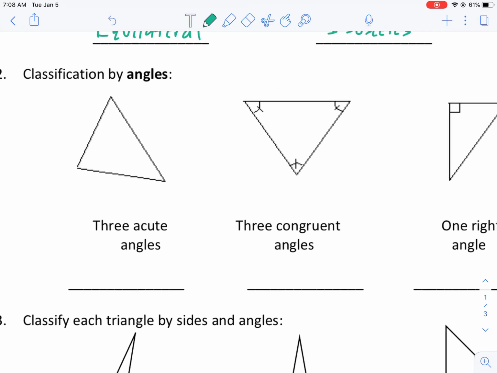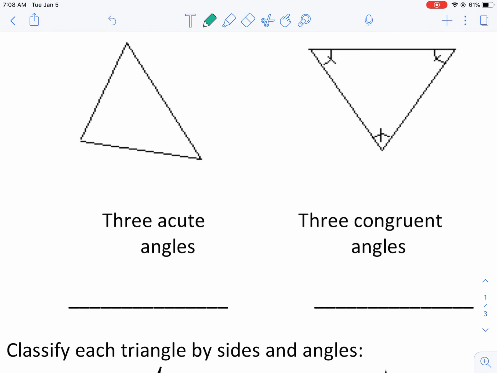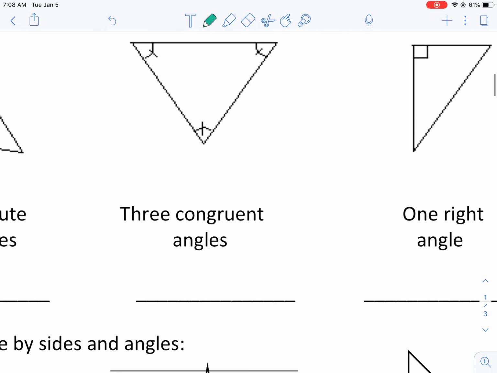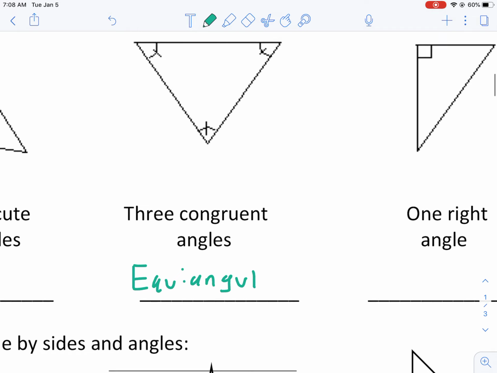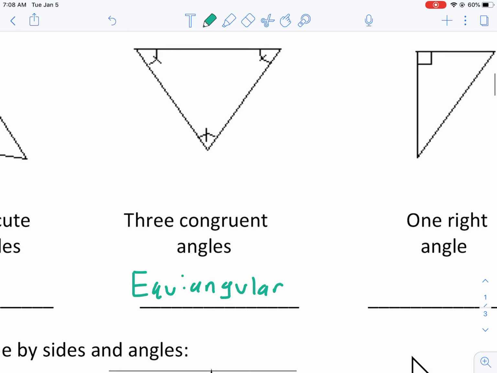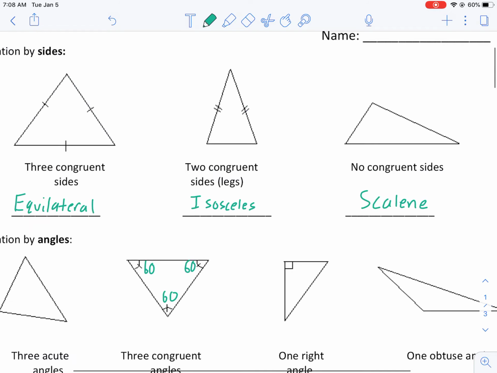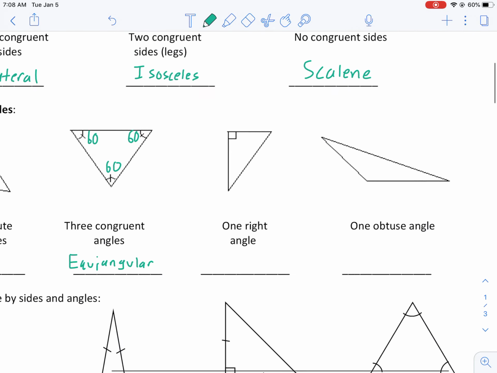Classification by angles, all right? So if all three angles are acute, that's called an acute triangle, right? So easy enough. This one maybe you haven't heard before. If all three angles are congruent, this is actually called equiangular. And you should be able to figure out that that would mean all three are 60 degrees. And equiangular and equilateral are pretty much the same thing, right? Because one implies the other.